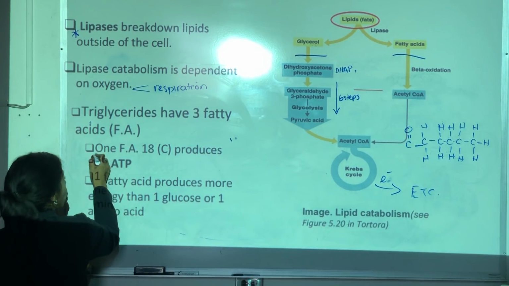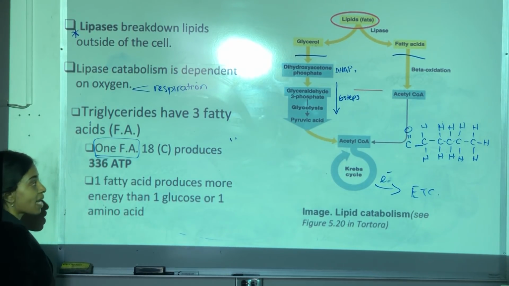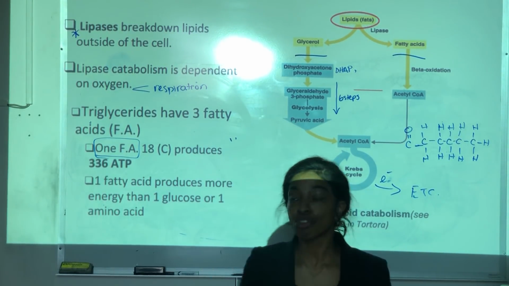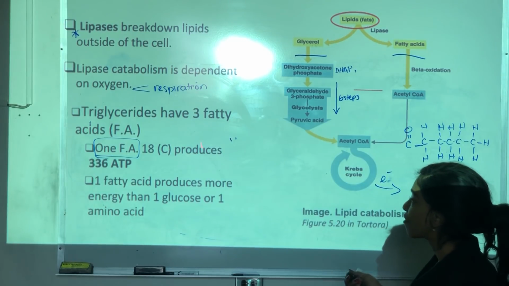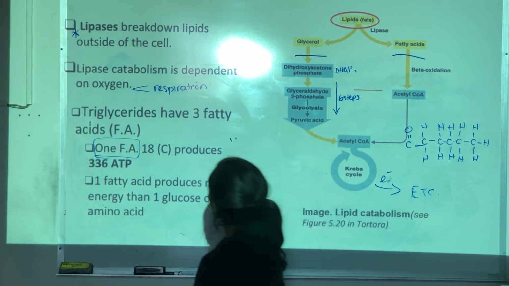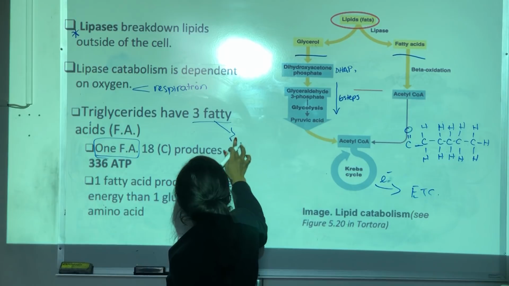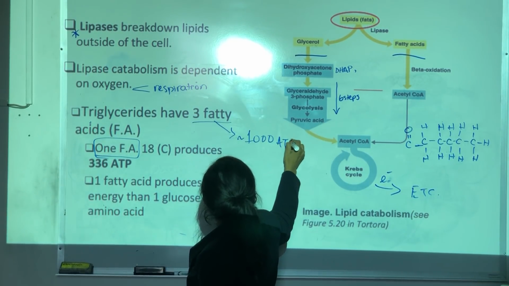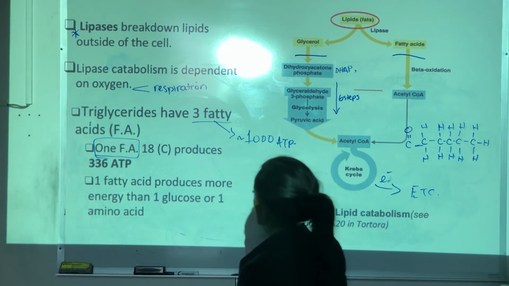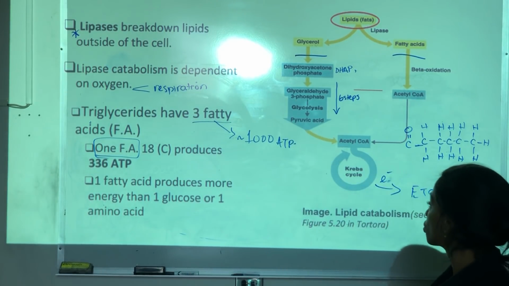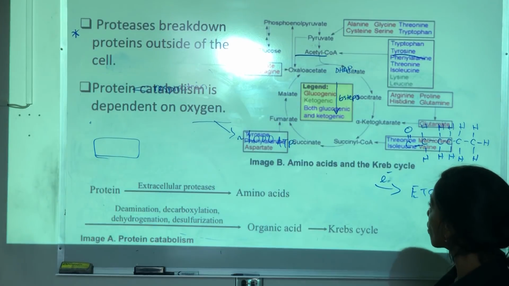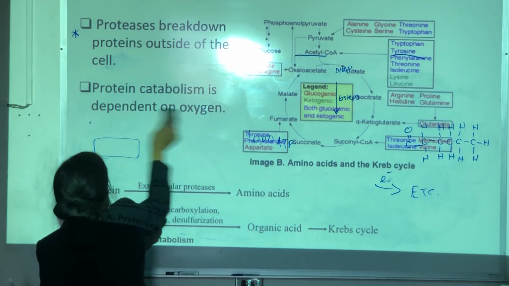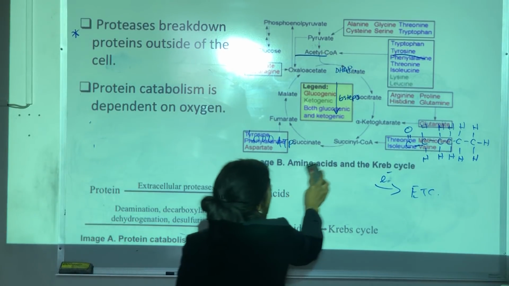So one fatty acid gives us about 336 ATP. But these triglycerides that we've talked about have 3 of them. So for 3 fatty acids, that's almost 1,000, approximately 1,000 ATP molecules. So a lot more energy than glucose or one amino acid. For protein catabolism, proteins are broken down by proteases.